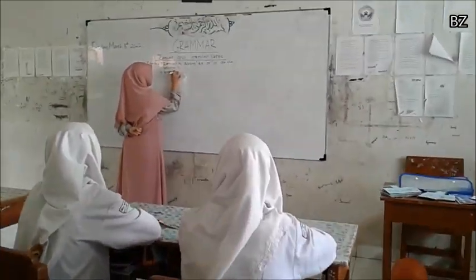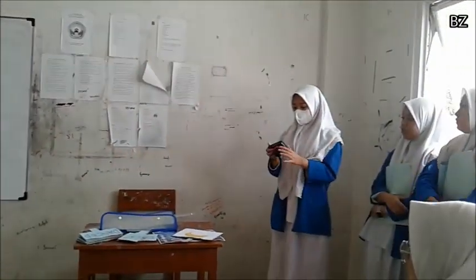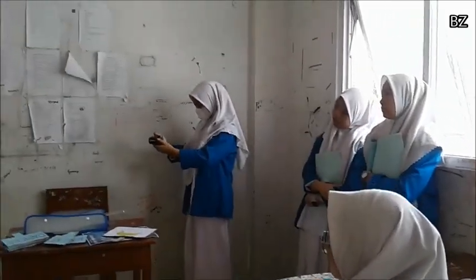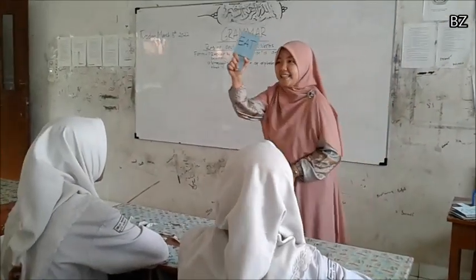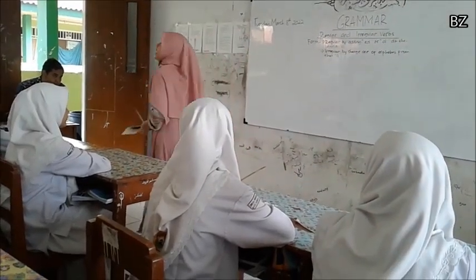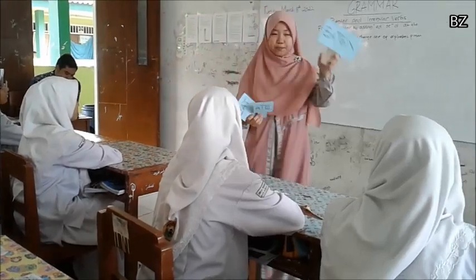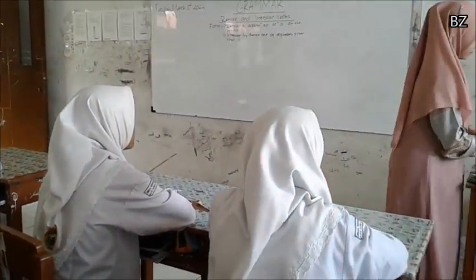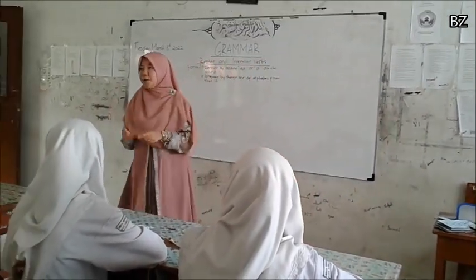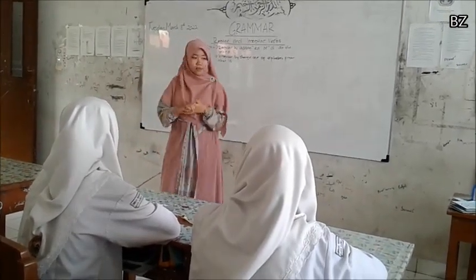Irregular, by changing one of the letters, like eat, ate, eaten. Eat, ate, eaten. Have you understood? Yes. Alright, now I will give you some examples of regular and irregular verbs.